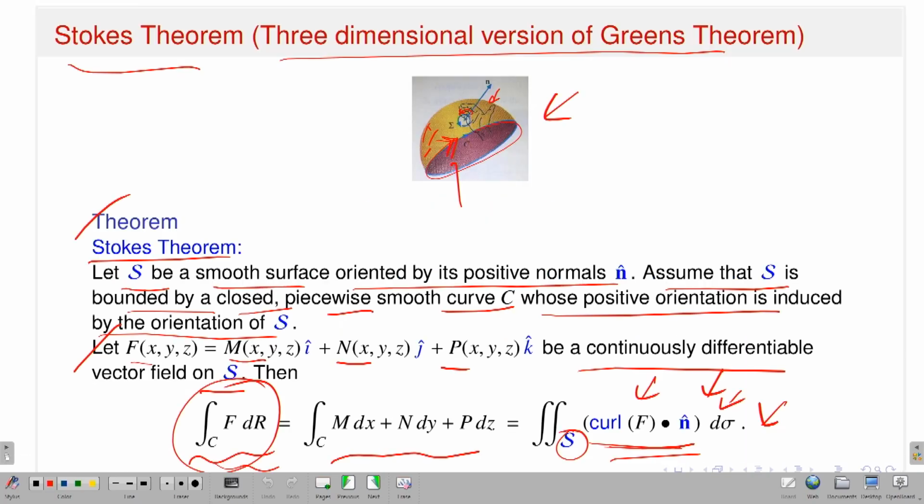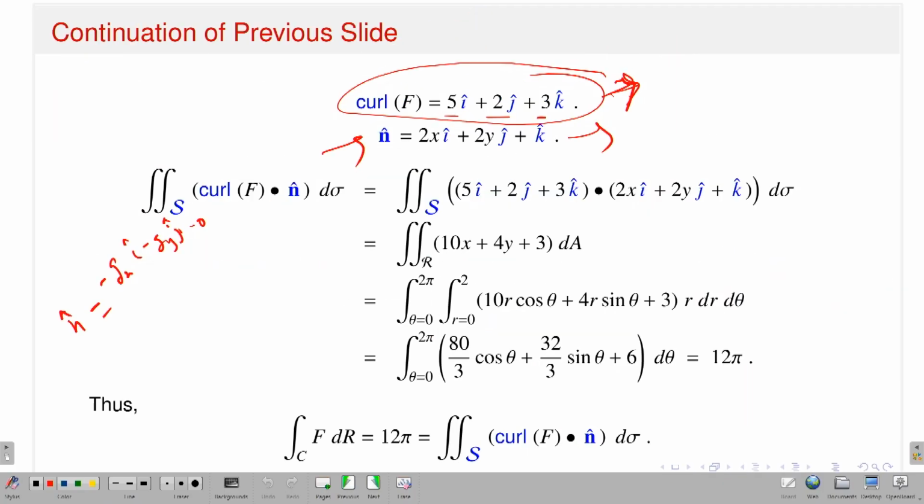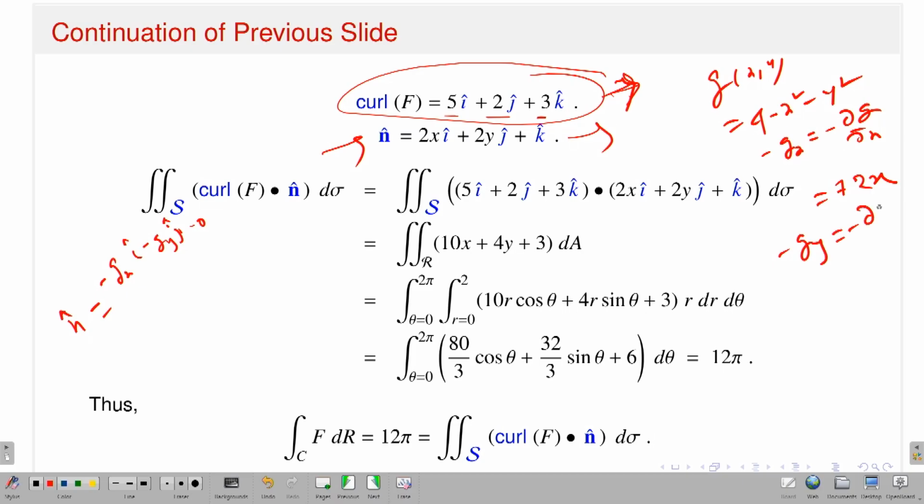So what is my g here? This is my g. So 4 minus x square minus y square. So my g of x y is 4 minus x square minus y square. So what is minus gx? That is minus del g del x, right? So this should be minus 2x. And what is my minus gx? That means minus of gx should be plus, right? Because already one minus sign is there. And what is minus gy? Minus del g del y. Again, this should be 2y, right?